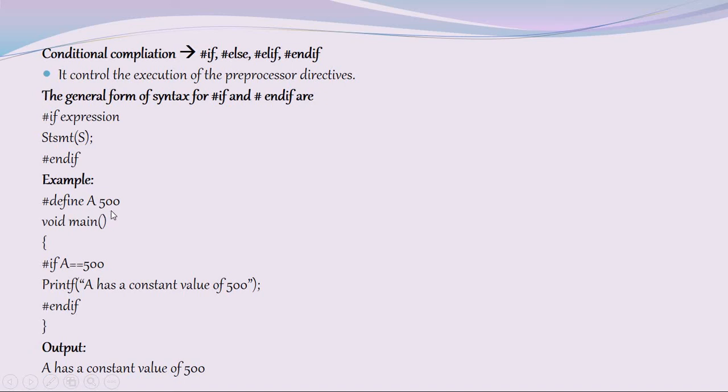Example is #define A 500, void main. Inside, we are checking the condition using the #if preprocessor directive. If A equal to 500, then printf "A has a constant value of 500", then #endif, close the program. So our output is: A has a constant value of 500. So this is about conditional compilation. So that's the end of preprocessor directives.